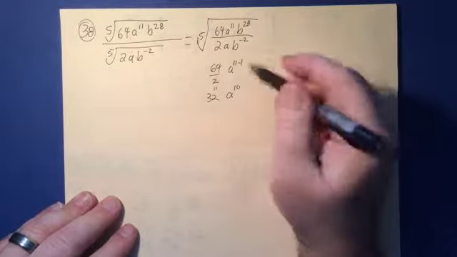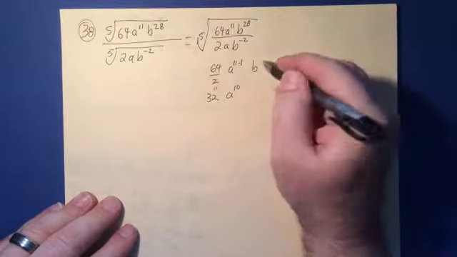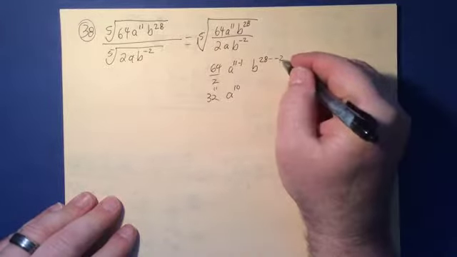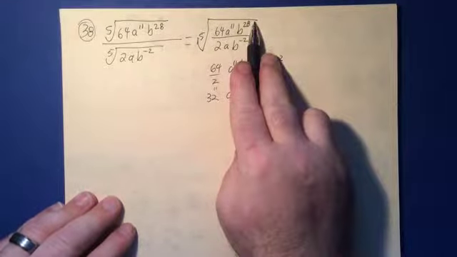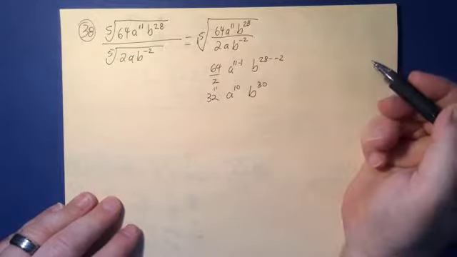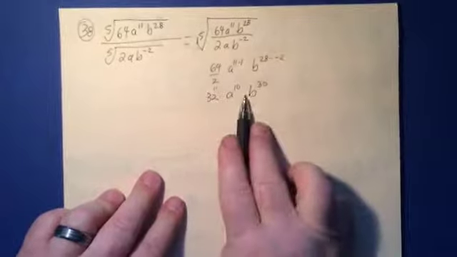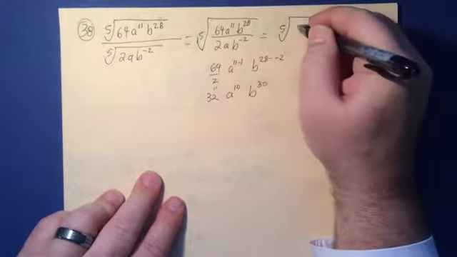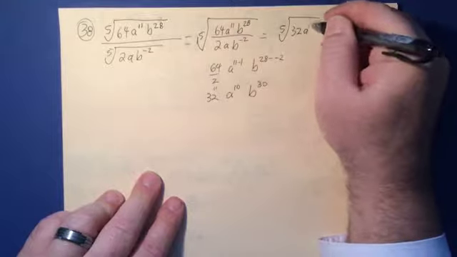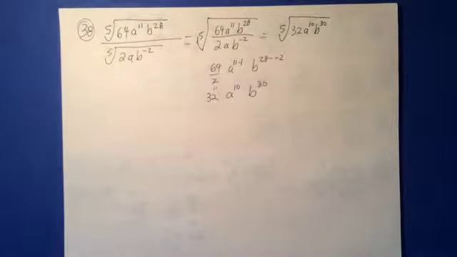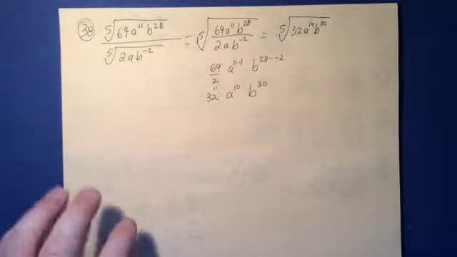That's fine. And be careful of this one here. We have b to the 28th minus, what are we subtracting? Negative 2. Now, if you want to move this to the top, the result will still be the same, but it's going to give me b to the 30th. So right now, I have these three things that I figured out. So this is going to be equal to the fifth root of 32 a^10 b^30. Fortunately, everything is a perfect fifth root.